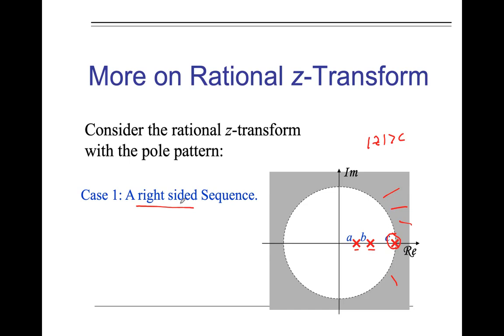Furkan? Z less than C. Less than A. ROC cannot include a pole. So less than A. Here's the rule: ROC cannot include any poles.